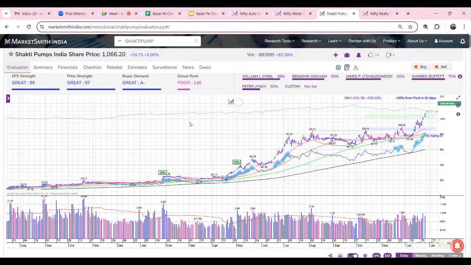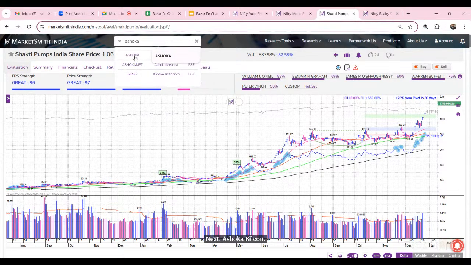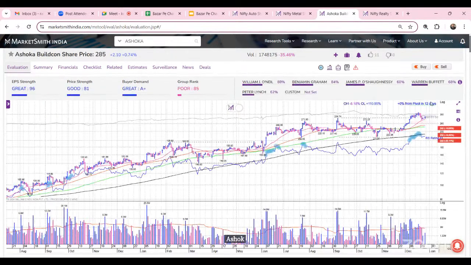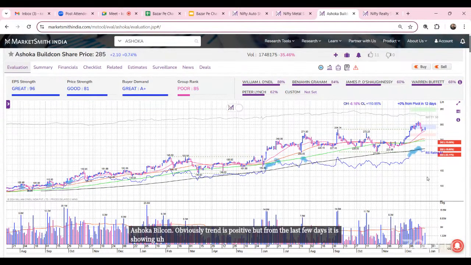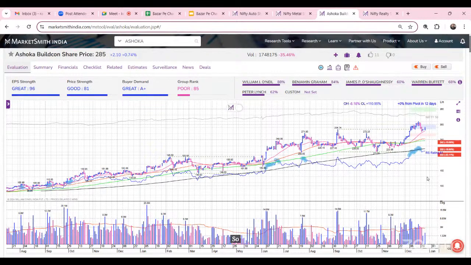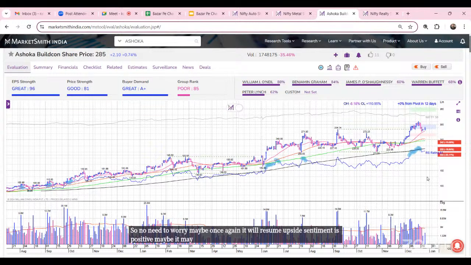Next, Ashoka Buildcon. Ashoka Buildcon, obviously trend is positive, but from the last few days it is showing some sort of short-term correction, but it is still holding the 200 DMA and 21 DMA. So no need to worry. Maybe once again it will resume the upside trend. Trend and sentiment are positive. Maybe it may take some pause also, but overall trend is positive.